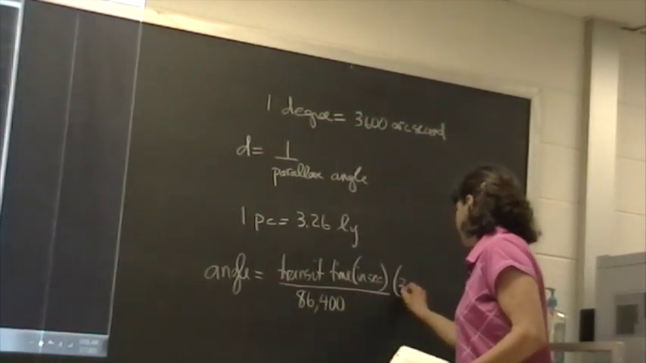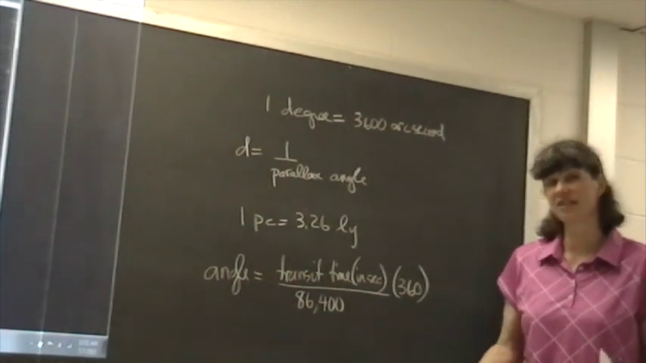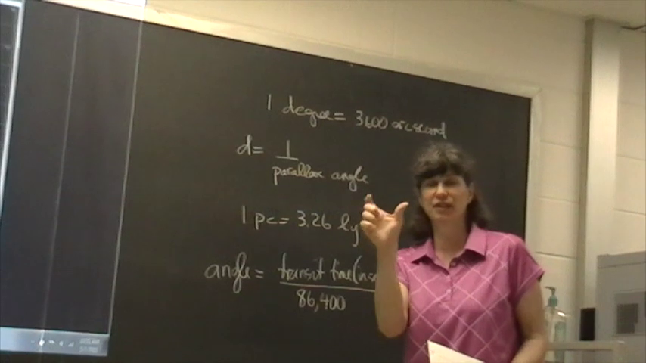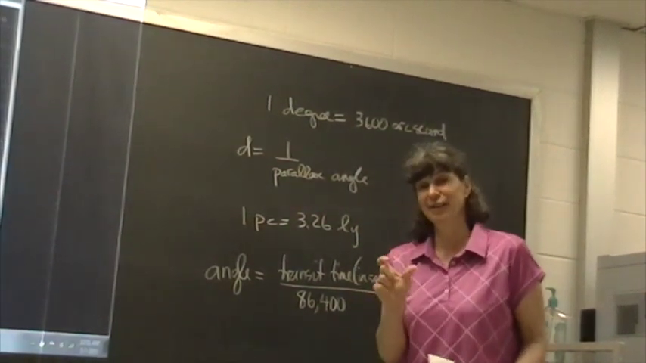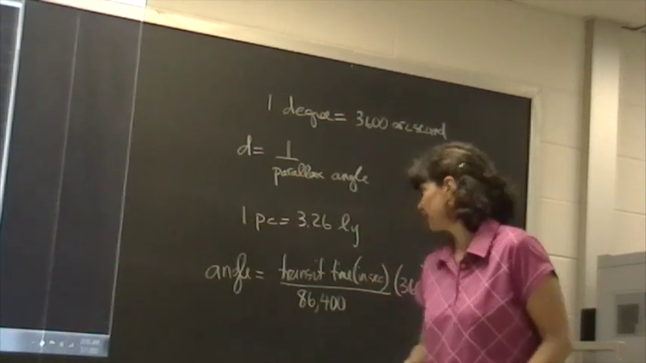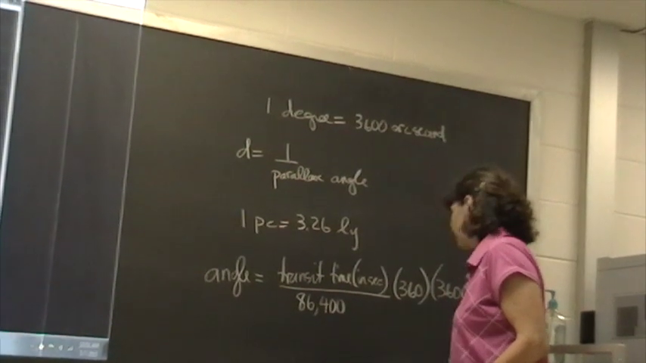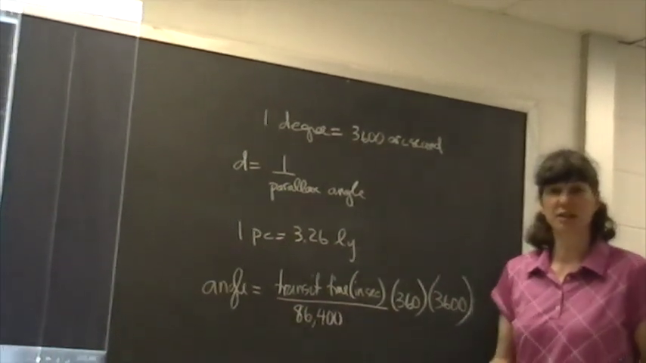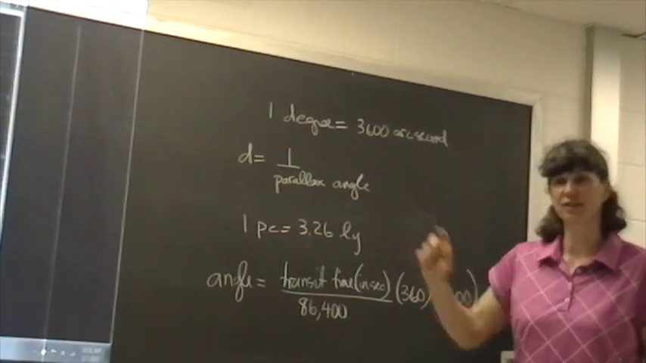So I can multiply both sides of the equation by 360 to tell me what my field of view is as an angle. And I don't want an angle measured in degrees. I want an angle measured in arc seconds. So I multiply by 3,600 to convert from degrees to arc seconds. This gives me the value for that field of view.